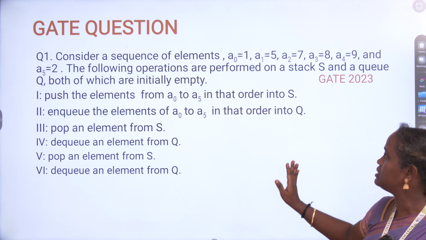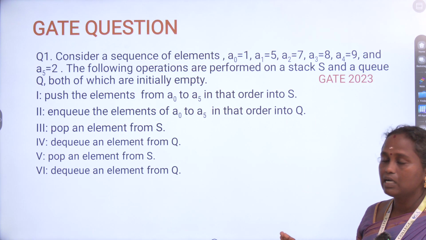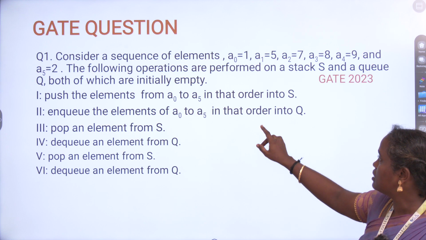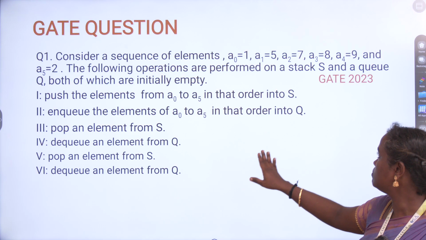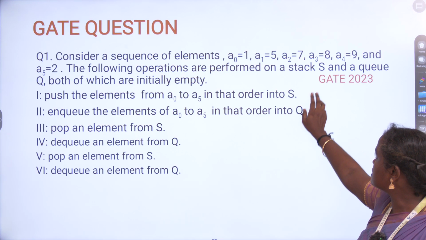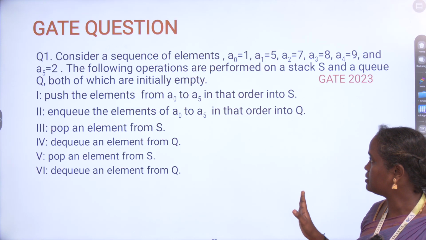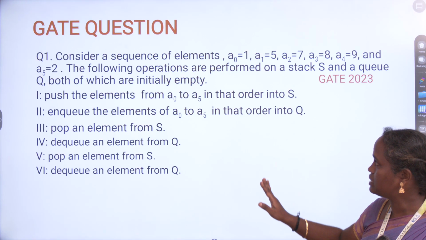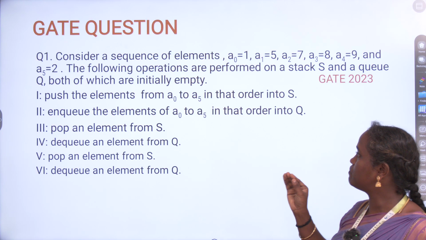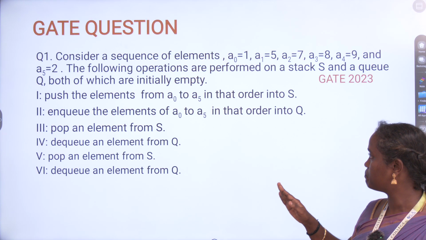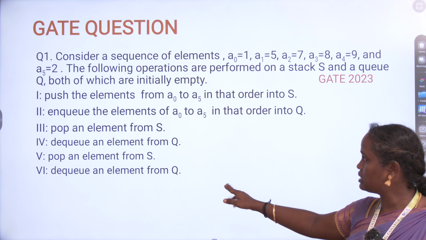So what they have given here is a sequence of elements from A0 to A5, and a few operations, only those operations we have to perform. They have considered the stack as S and the queue as Q. Clear? In addition, they have given that both the stack as well as the queue are initially empty, right? So what's the first operation? These are the operations they have given in the question.